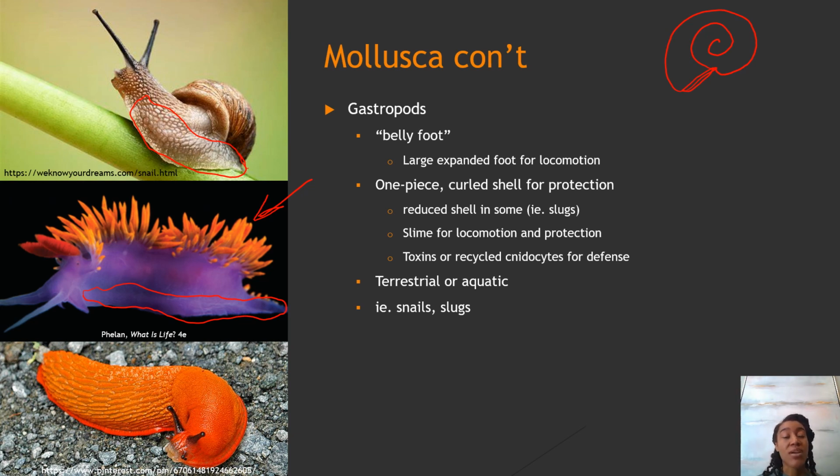And some of them also make various toxins and will discourage an organism from trying to eat them in the future or eat any of their kind. And then they can also be terrestrial or aquatic. As I mentioned, there's some that are marine. We all know of aquatic snails as well as terrestrial snails and aquatic slugs and terrestrial slugs.